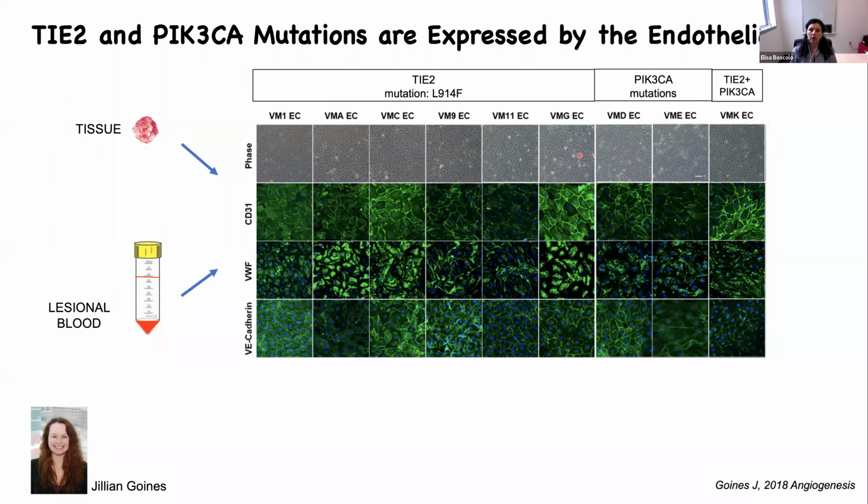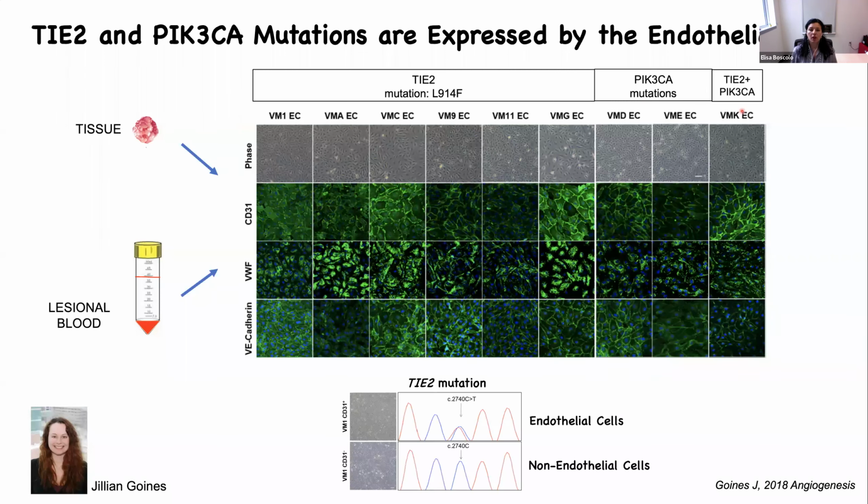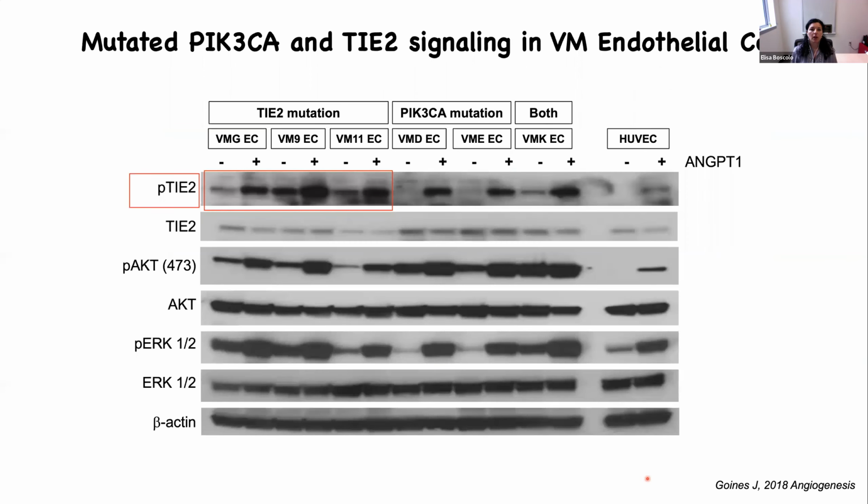Here are some of the cells we obtained from patients, and we found cells with the Tie2 L914F mutation and cells with the PIK3CA mutation, and also cells with both of the mutations. Here as well, we have found that the mutation is present in the endothelial cells and is absent in the non-endothelial cells. And in terms of signaling, bear with me with this Western blot.